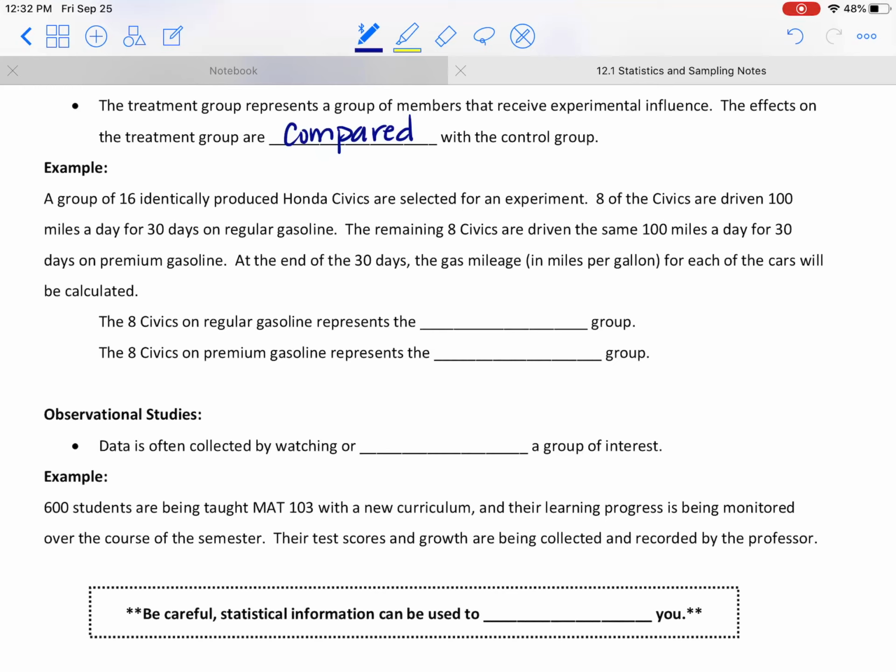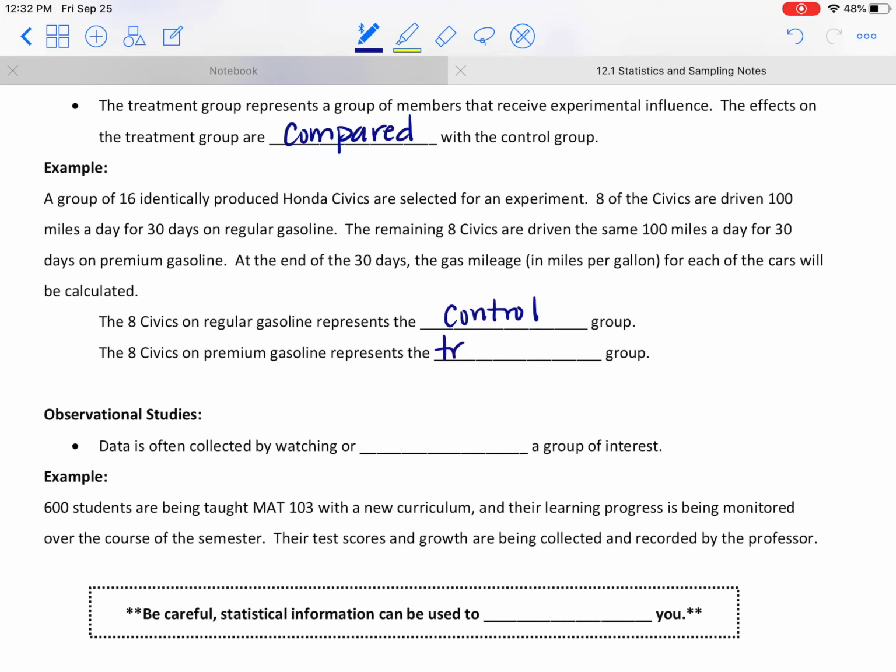So this is an experiment on these Honda Civics really to compare the gas mileage on regular gasoline versus premium gasoline. In this case, the 8 Civics on regular gasoline are going to be considered the control group, because regular gasoline is what most cars run on in the first place. So what's the normal gas mileage for these 8 Honda Civics? We're going to find out in that control group.